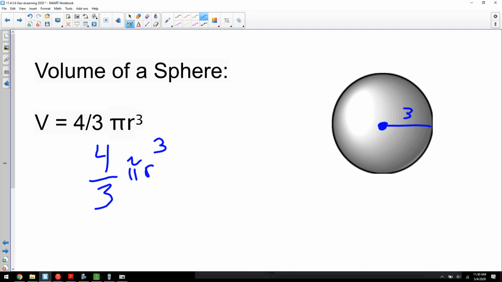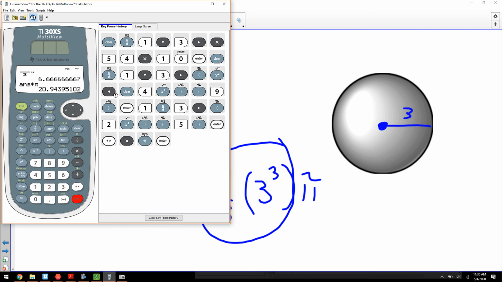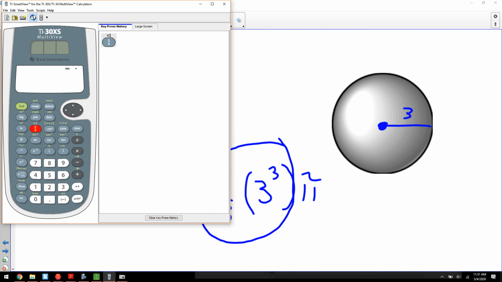So if we have to do the volume of this, we would write out 4 over 3, our radius is 3 cubed, and then we have a pi at the end. Again, you can type in all of this information first and then hit the pi, or get decimal equivalencies and whatnot. So in our calculator here, all we have to worry about is our fraction bar, 4 over 3.